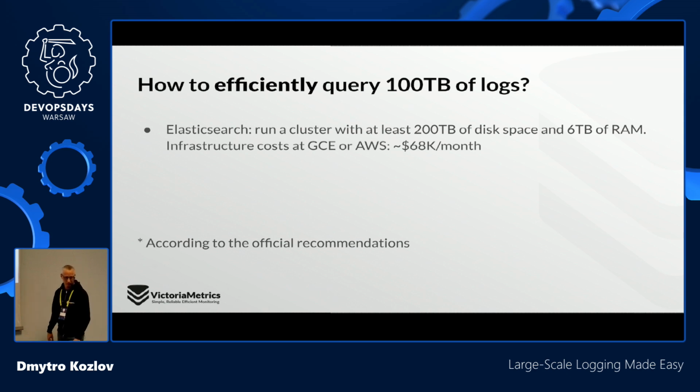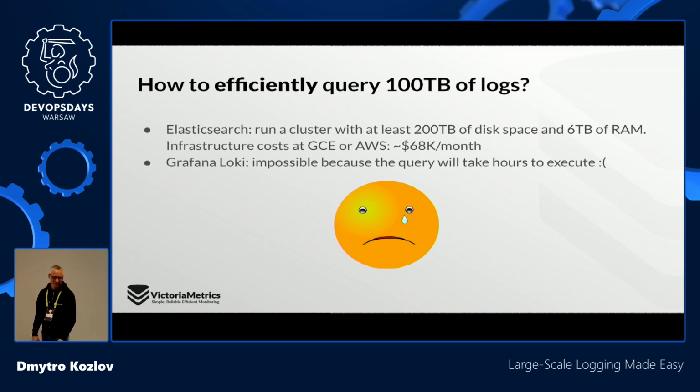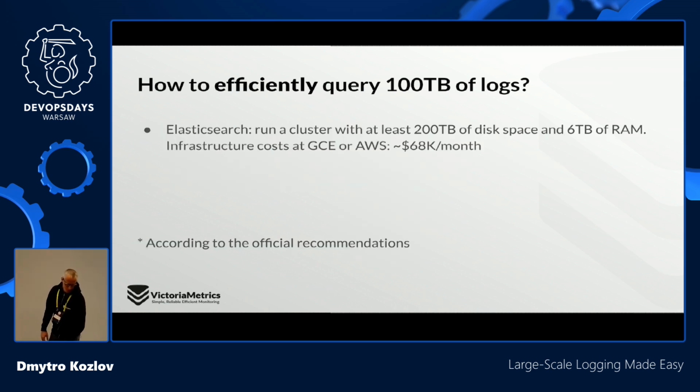So how many resources are needed for Elasticsearch to query 100 terabytes of logs? As you can see, it uses at least 200 terabytes of disk space and 6 terabytes of RAM. On a Google Cloud solution or AWS, it costs you near $68,000 per month. For Grafana Loki, it's impossible because the query will take an hour to execute, if you try to run this needle in haystack search.